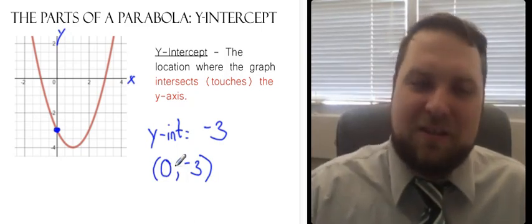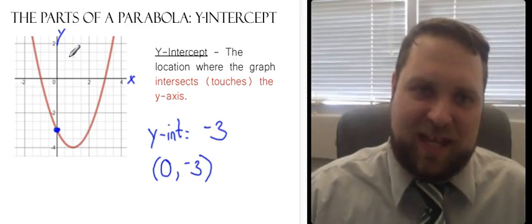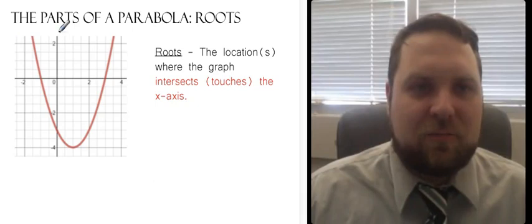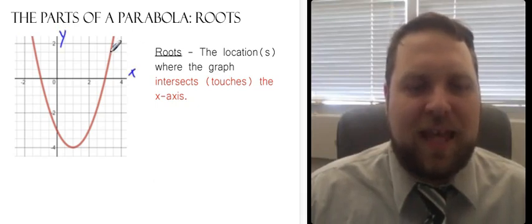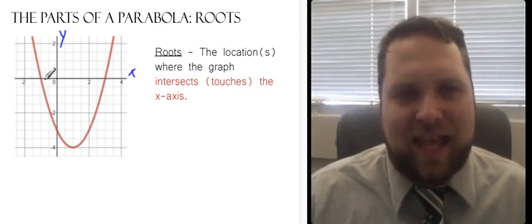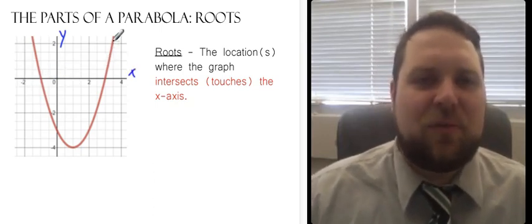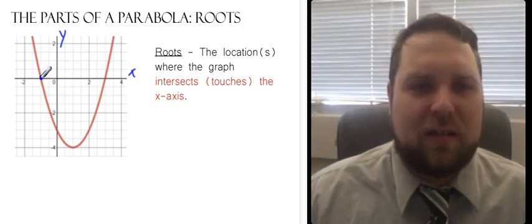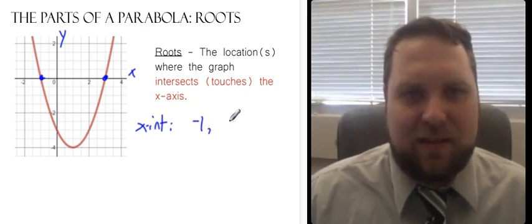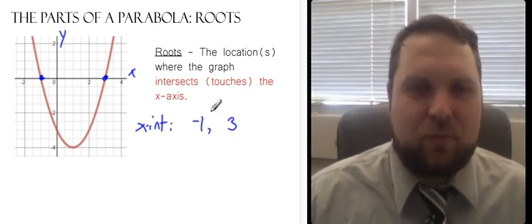Now, the y-intercept is where it hits the y-axis. The next thing we're going to talk about are what are called roots. And roots are x-intercepts. That is, where does the graph touch the x-axis? And you can see that this parabola has not just one, but 2 x-intercepts. So the x-intercepts for this one would be at -1 and at 3.